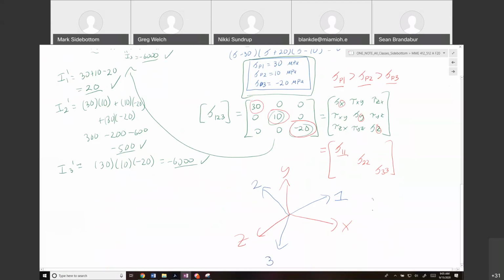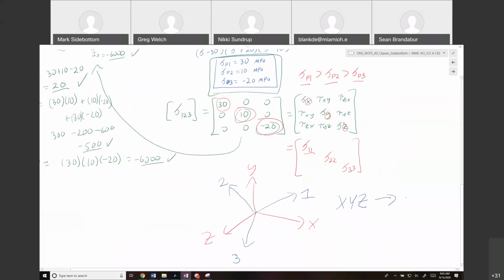So we're going from the XYZ coordinate system to the principal coordinate system, the 1, 2, 3 coordinate system, where this is the axis of the first principal stress. This 2 would be the axis along which sigma P2 acts, and 3 would be the axis along which sigma P3 acts. Does that make sense, Don? Okay. All right.